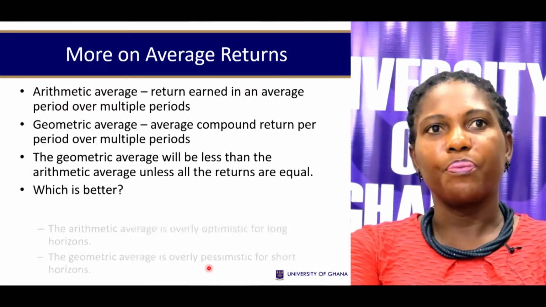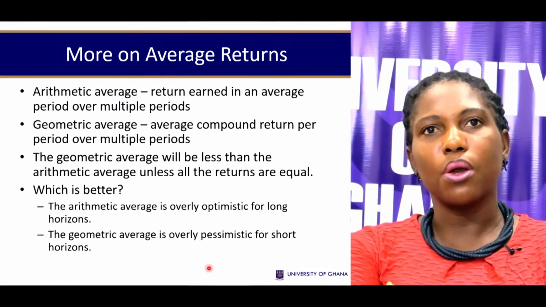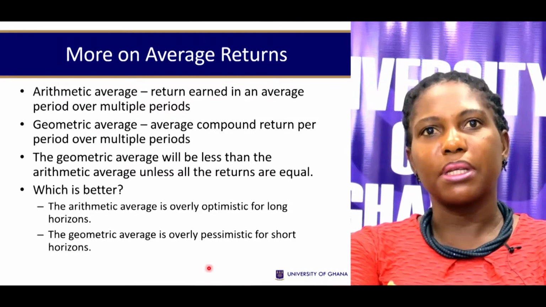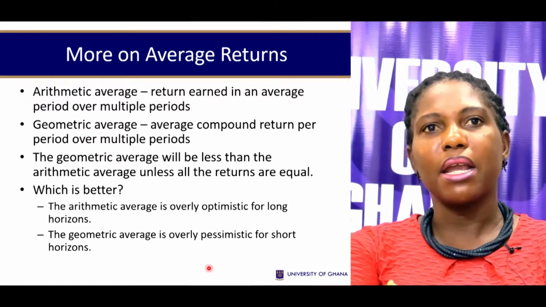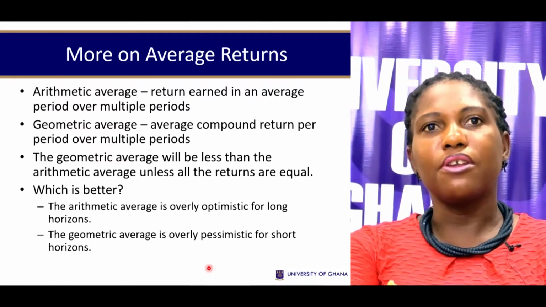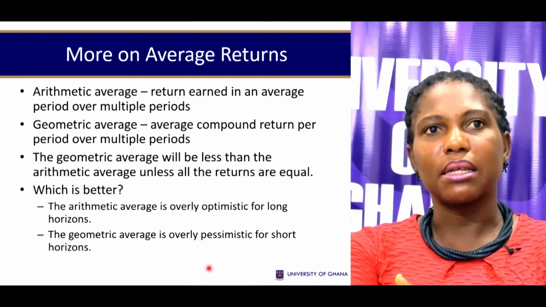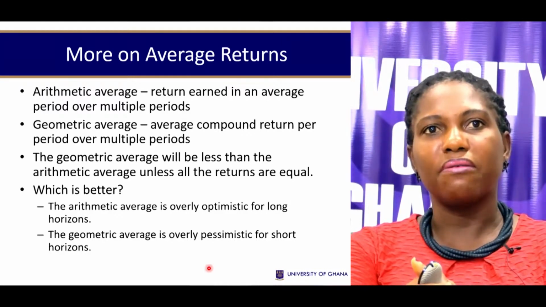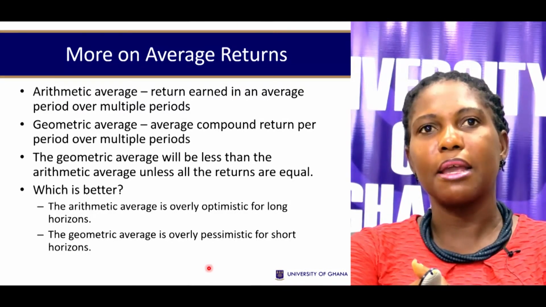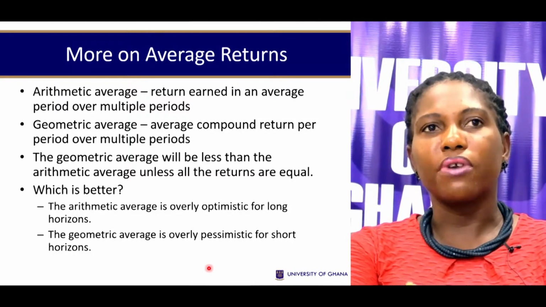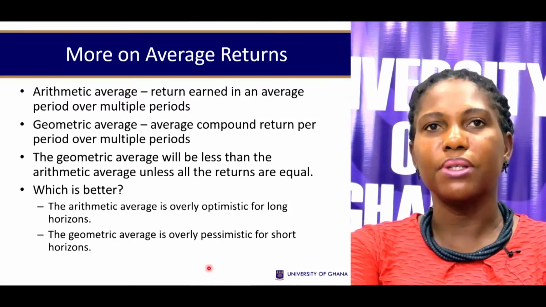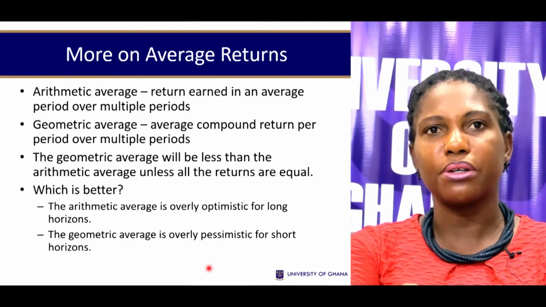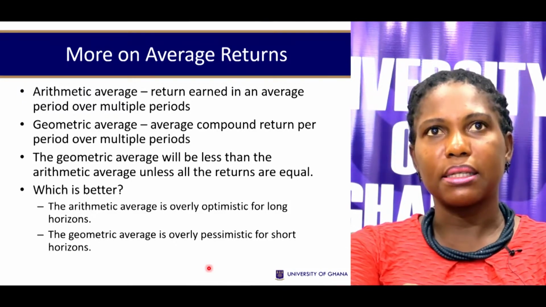So which is better? The arithmetic mean is usually quite optimistic for long horizons, whereas the geometric mean is overly pessimistic for short horizons. So barring any unequal values and changes in the mathematical signs, the geometric mean is usually preferred where you have unequal values and unequal signs within the same collection or the portfolio of returns that you're making. But if the values are the same and the signs are the same, all things being equal, the arithmetic mean and the geometric mean usually return the same values.